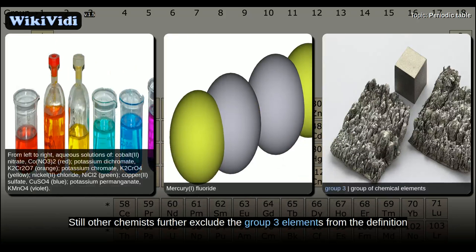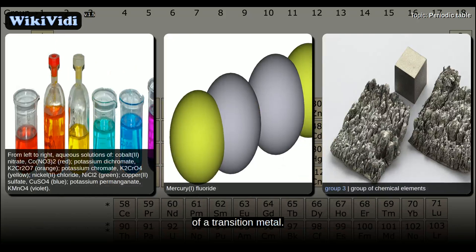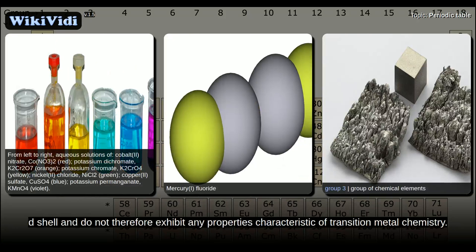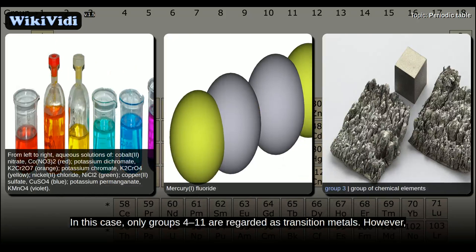Still, other chemists further exclude the group 3 elements from the definition of a transition metal. They do so on the basis that the group 3 elements do not form any ions having a partially occupied d shell and do not therefore exhibit any properties characteristic of transition metal chemistry. In this case, only groups 4 to 11 are regarded as transition metals.